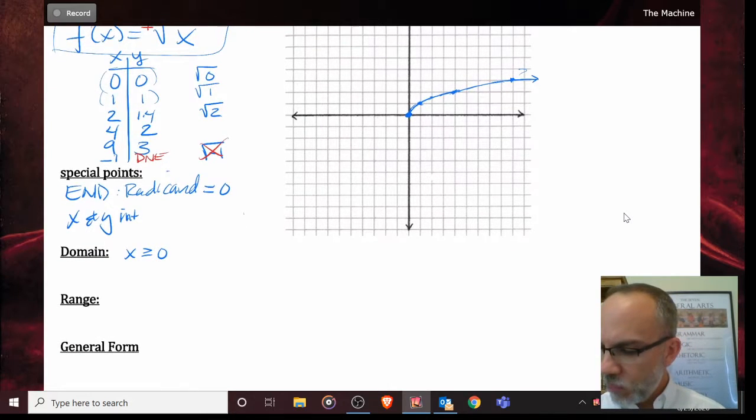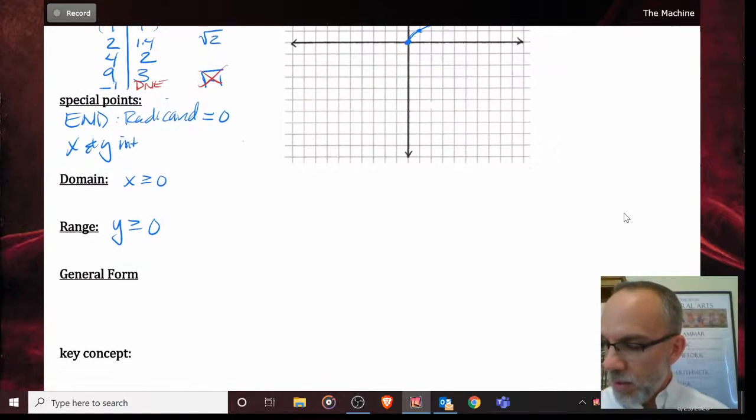Also, the range, y values here also have to be greater than or equal to 0. I can have y's of 3. I can have y's in between. My y's can go smaller and smaller, but they can't go any lower than 0. I don't have any y values down here anywhere. There's no graph down here. Okay, so the y values are greater than or equal to 0.